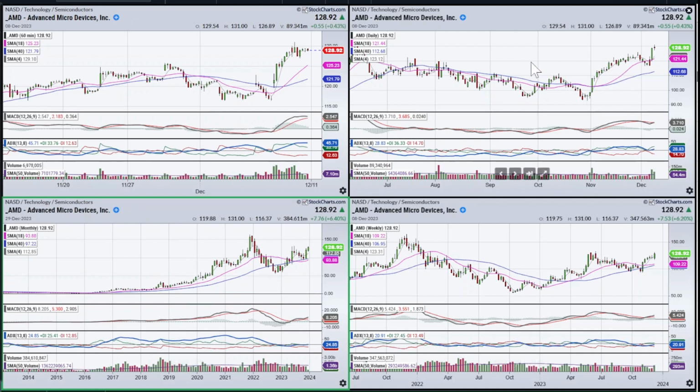Okay, I've got my grid of AMD up with a monthly in the bottom left, a weekly in the bottom right, daily upper right, and hourly in the upper left. All right, now I'm going to use all four time frames because there's actually two separate trade setups that I want to go into today on this stock.